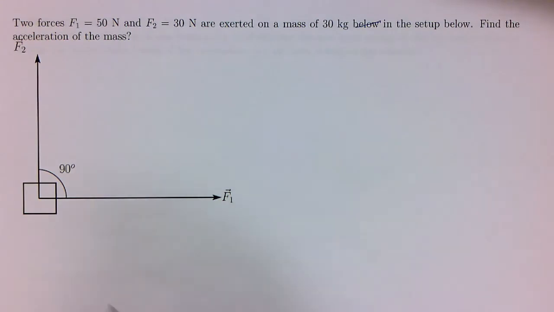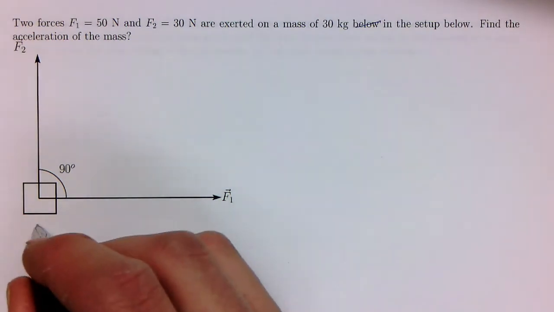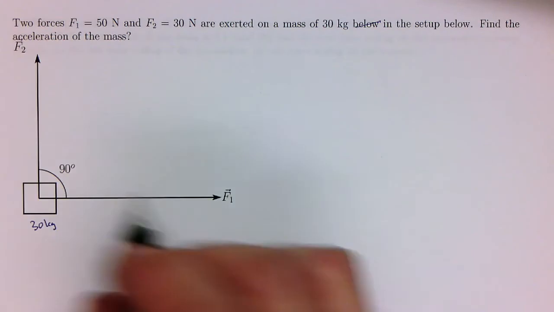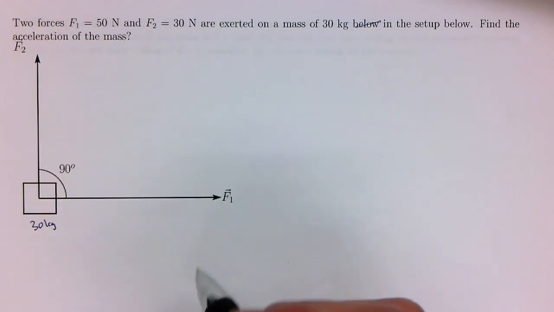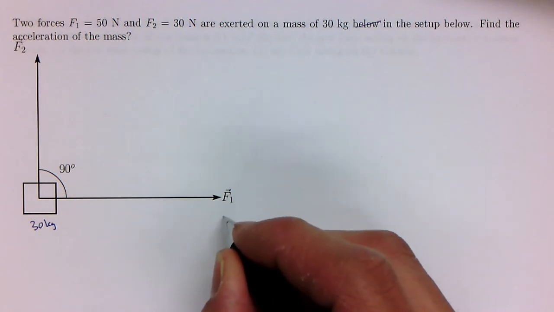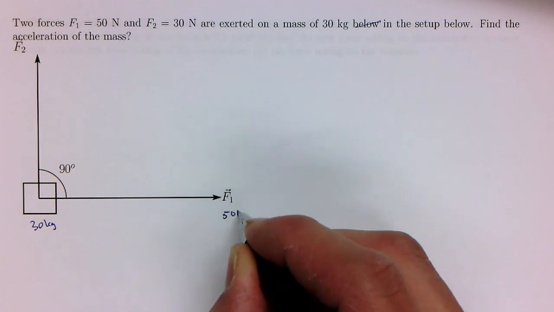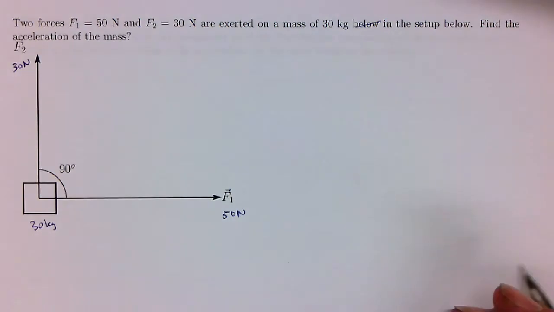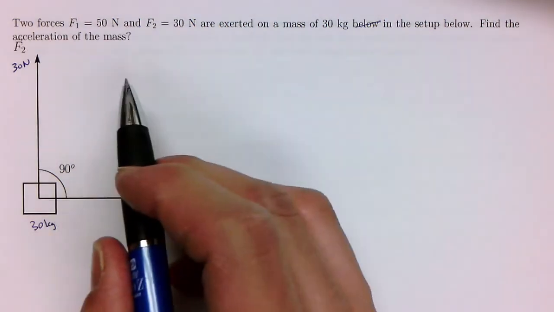So this is the setup. This is a mass. This is 30 kilograms. And F1 and F2 are exerted in this particular configuration. This one is going to be 50 newtons, and this one's going to be 30 newtons. I'd like to find the acceleration of the mass.